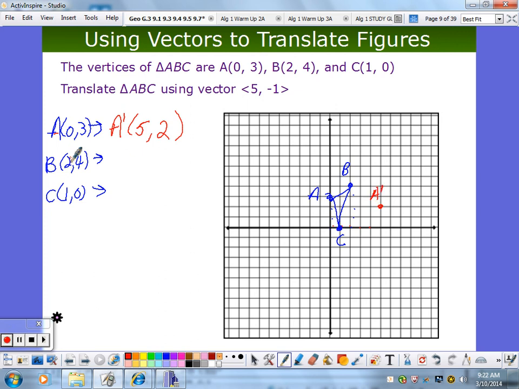Okay, B, same thing. I'm going to go horizontal 5 units to the right, that makes that a 7. And then I go down 1. Okay, so that's 5, 6, 7, 1, 2, 3. That looks like B prime. And C prime is go right 5 from there, so that'll be 6, and then go down 1. Oops, I went up instead of down. That's 5, 6, 7, 8. And then it's 6.